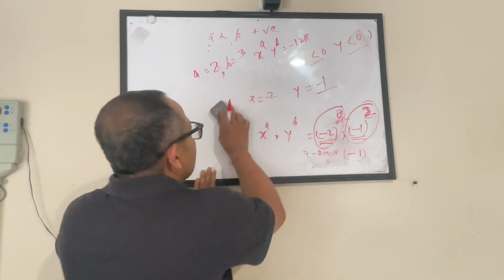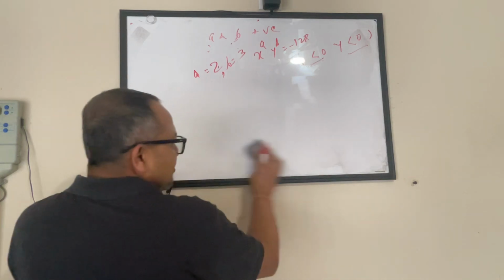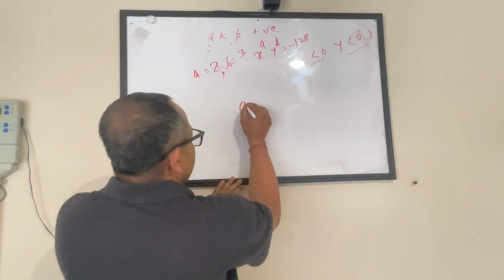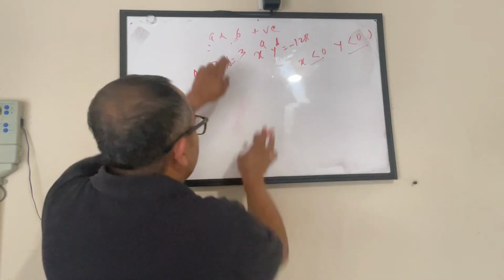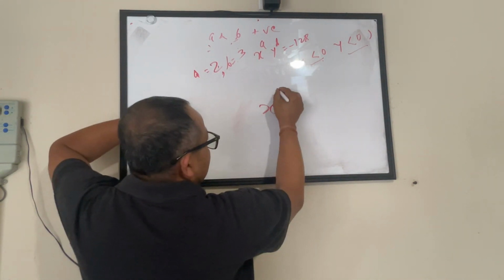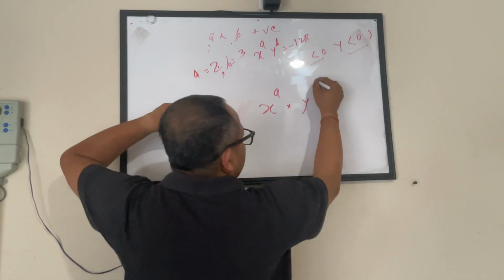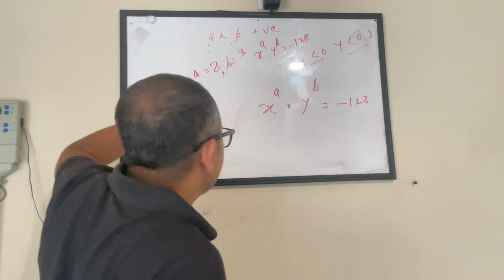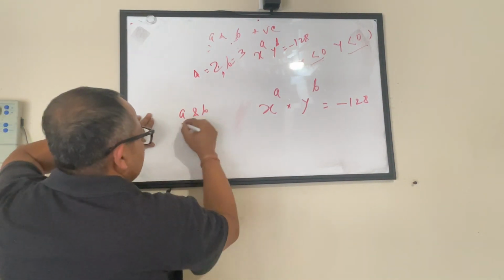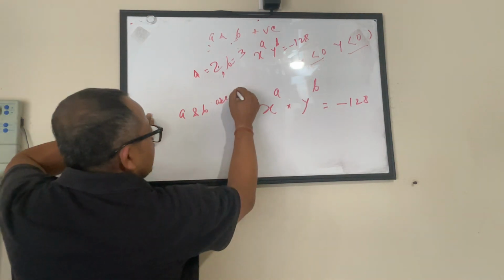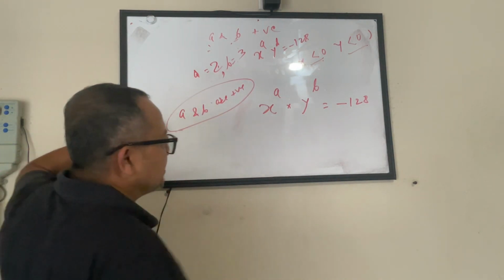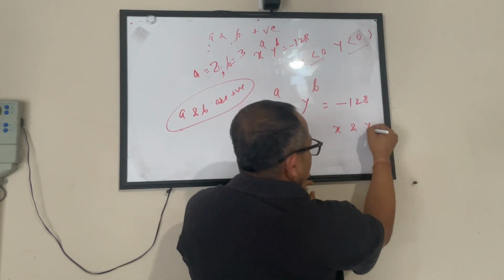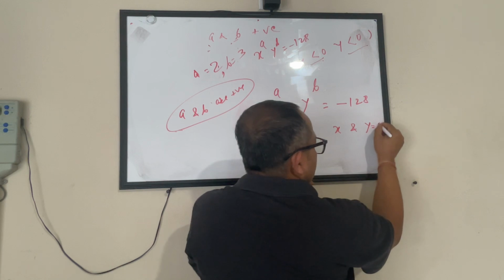Now look at this. Let's look at the question. This is more of an analysis question, okay? It says the equation x to the power a into y to the power b is equal to minus 128. a and b are positive integers. It says x and y are negative, less than 0.